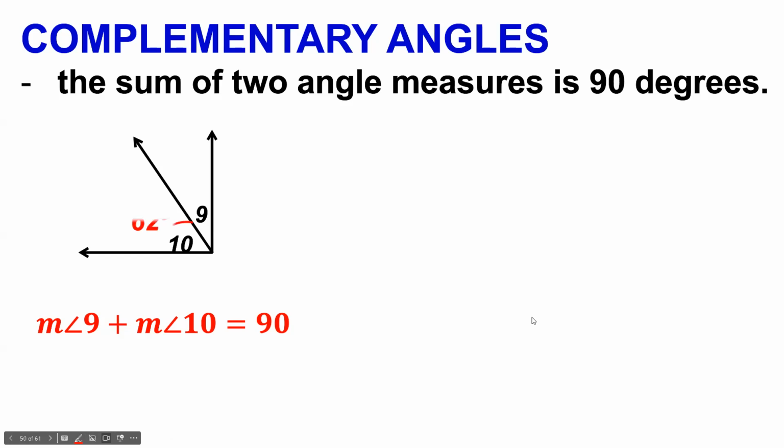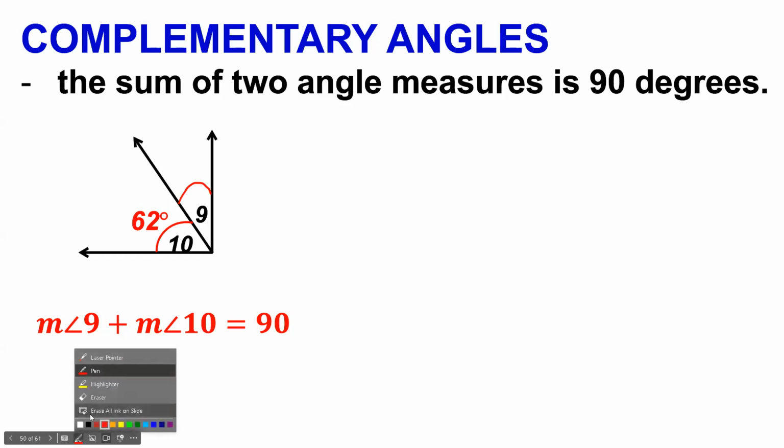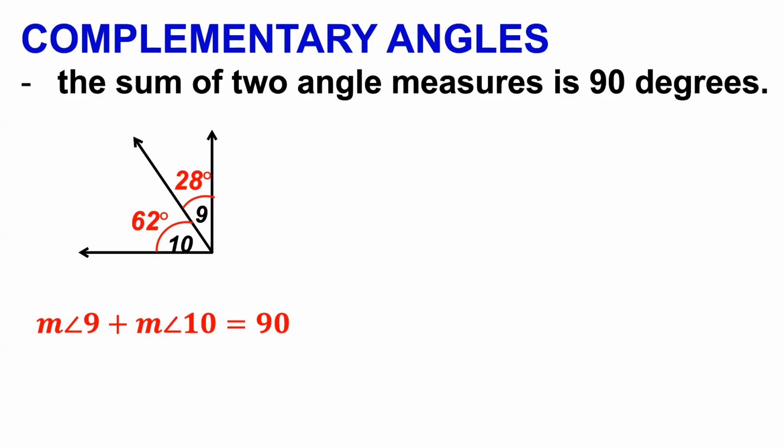So, let's have this as an example. If angle 10 is 62 degrees, what do you think is the measurement of angle 9? What measurement will complete the measurement of 90? Okay, so 28 should be the measurement of angle 9, because if we add 62 plus 28, the answer will be 90 degrees. So given that idea, we can say that angle 9 and angle 10 are complementary angles.